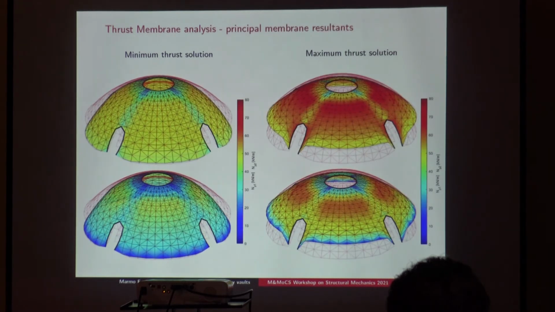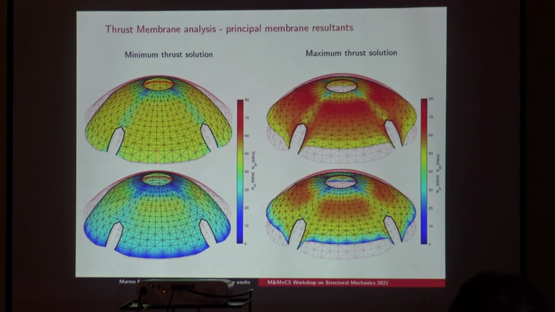And thanks to that geometric equivalence, we are also able to find and compute the membrane force tensor. Here are represented by color shades the two principal membrane force values. And you can see the effect of the opening in lowering the stress in the part that is above the opening.